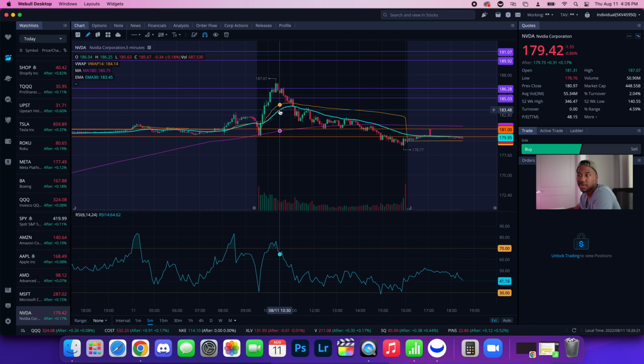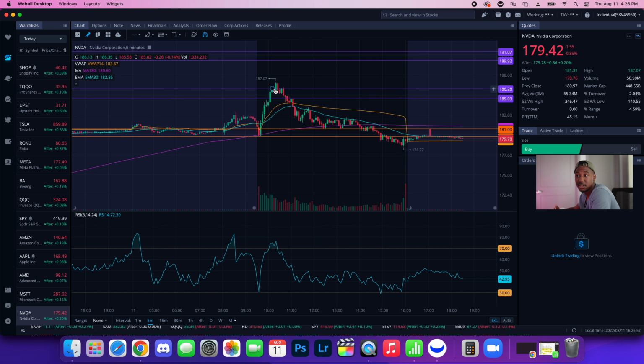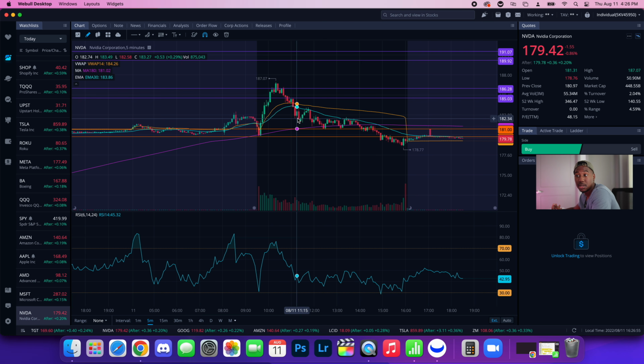The next is this blue line right here, the 30-day EMA. The 30 EMA stands for 30-day exponential moving average. This is just a moving average of the stock over 30 days. So how I personally look at it, if it's above the moving average, it is bullish. When it comes below, it is bearish, and that is how I look at the stock.